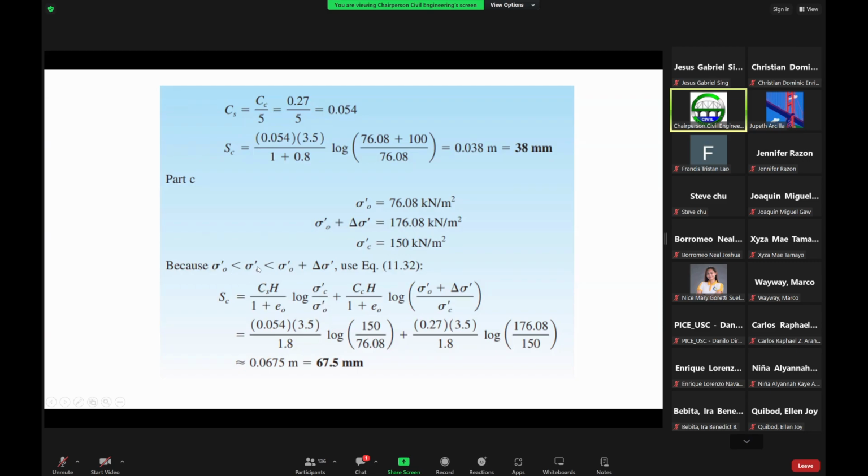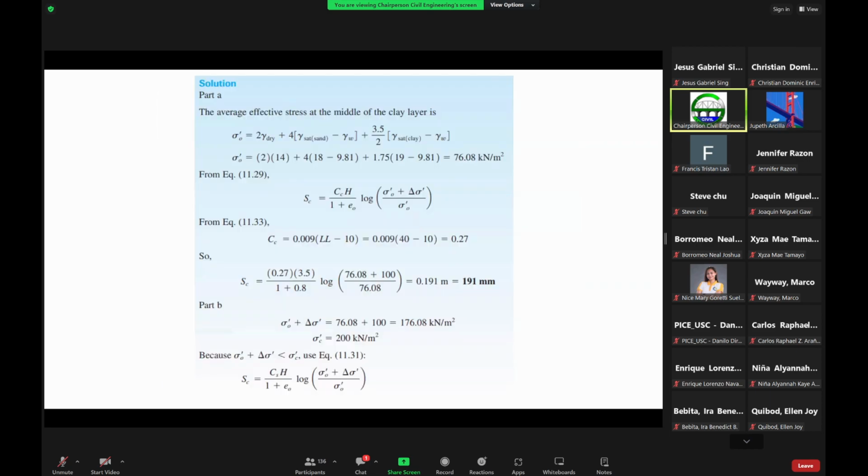So in such a case, we can use the other equation, which is this one here, to solve for the primary consolidation settlement. From there, we just simply substitute the values. The values we used in part A and part B, just substitute in part C. Then we get a primary consolidation settlement of about 67.5 millimeters.